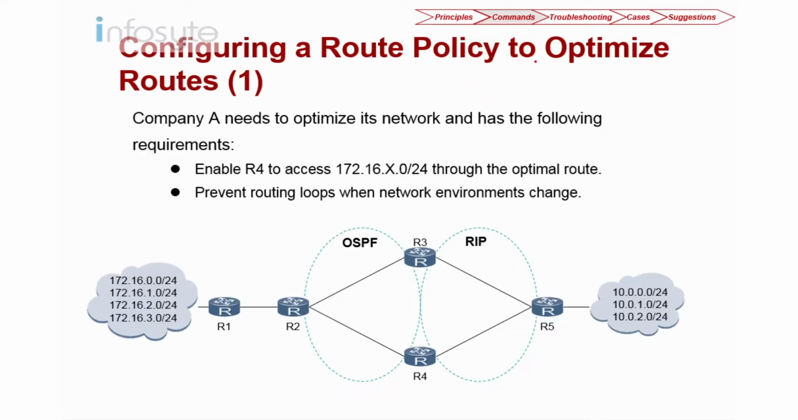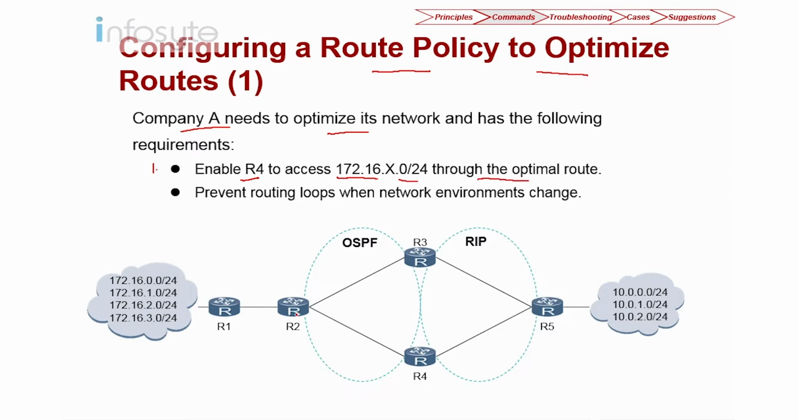Alright, so the next one we are going to look into is using the route policy to optimize the route. Now this is a very important example. Alright, so let's concentrate on this lab. Company A needs to optimize the network and has these two requirements. The first requirement here: enable R4 to access 172.16.0.24 through the optimum route.